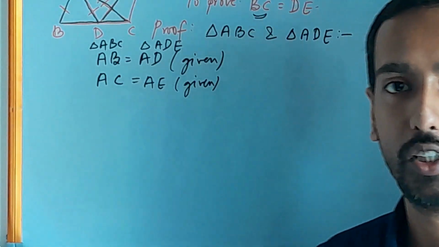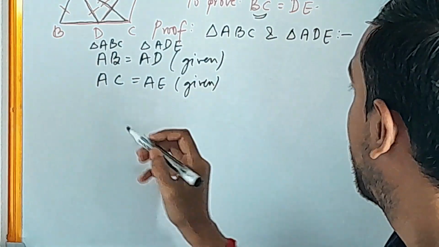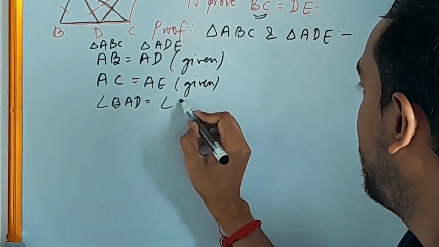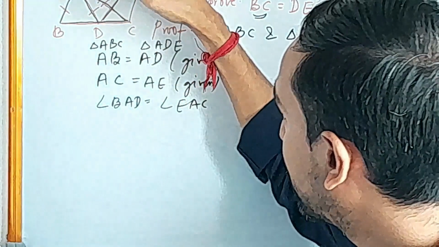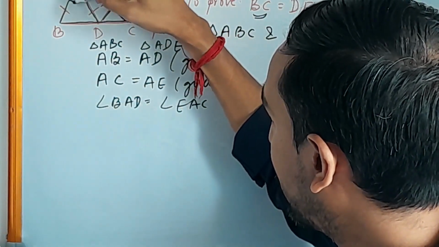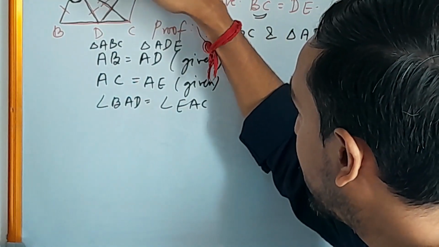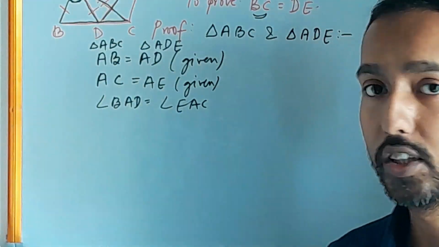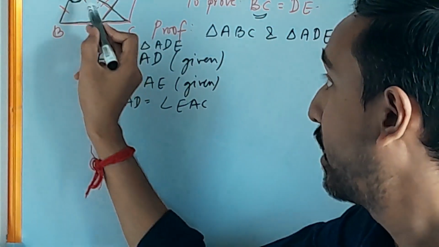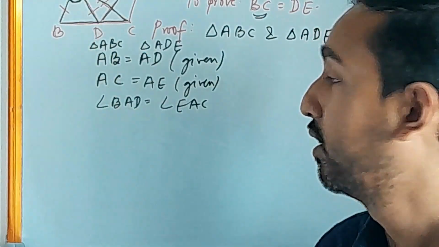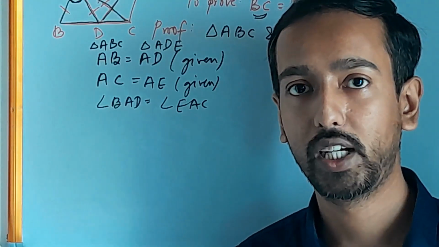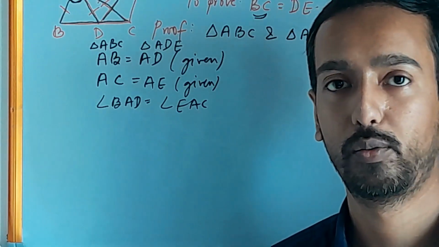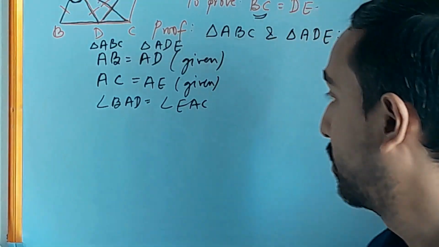So first of all, let's see which two angles are given as equal. Angle BAD is equal to angle EAC. BAD means this angle is given, and EAC means this angle is given. So by observing this figure, we can see that if we add this small angle to both the angles, we can make the two angles equal, and then it will be very easy to make the two triangles congruent. So first of all, let's see how to add these two angles.